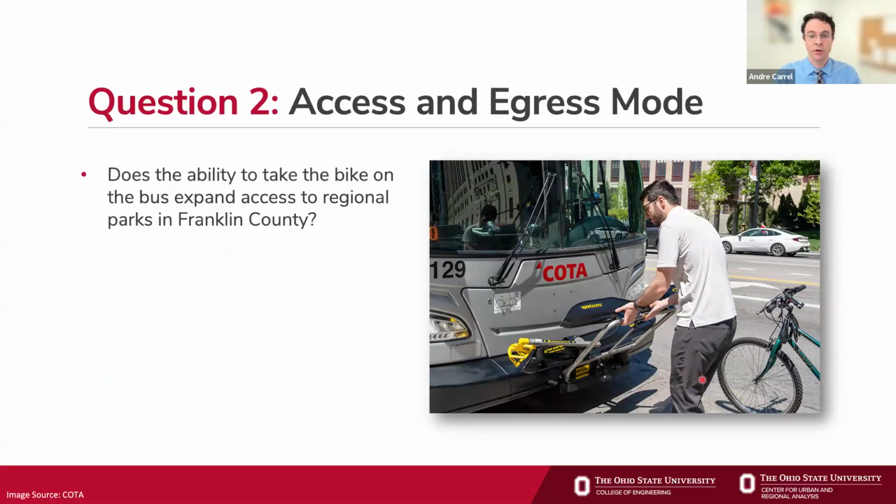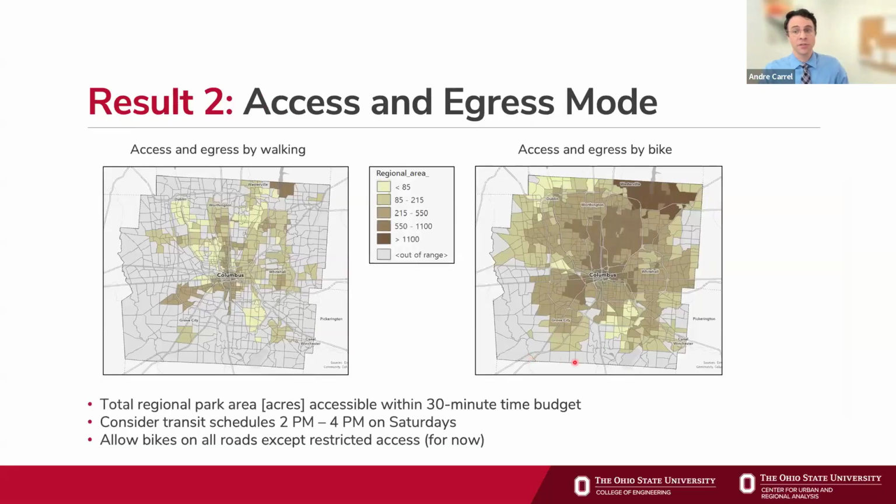The entirety of the CODA network or CODA fleet is equipped with bike racks on the front. And so the question is, well, okay, if you are a little limited in your ability to access, say, this regional park system by walking in transit, what happens if I were to model being able to take my bike on the bus? And so here's the result.